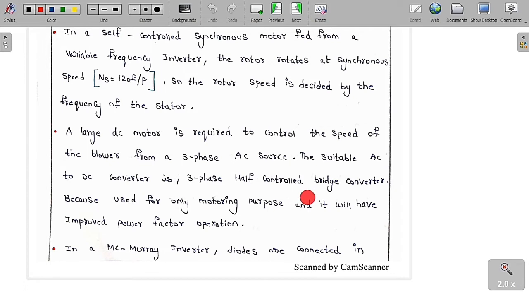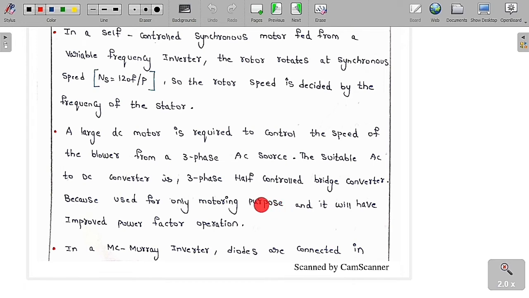So it will always be positive. V0 is always positive and I0 is also positive, so it is used only for motoring purpose. Because of that, we can say it is used only for motoring purpose, and it will also have input power factor operation.